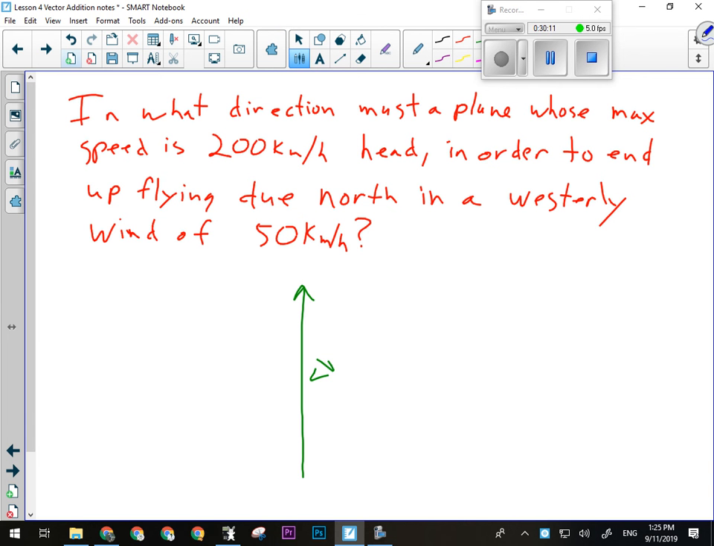The wind is westerly, which actually means it's blowing from the west. It's actually blowing east. So I know I have a westerly wind blowing east of 50 kilometers per hour. So that means that the plane needs to fly slightly into the wind in order to end up going this way. We know that the maximum speed of the plane is 200 kilometers per hour. They want to know what direction we are going in order to make this happen.